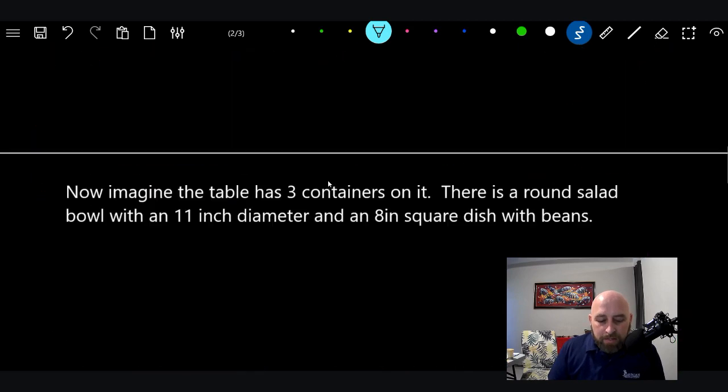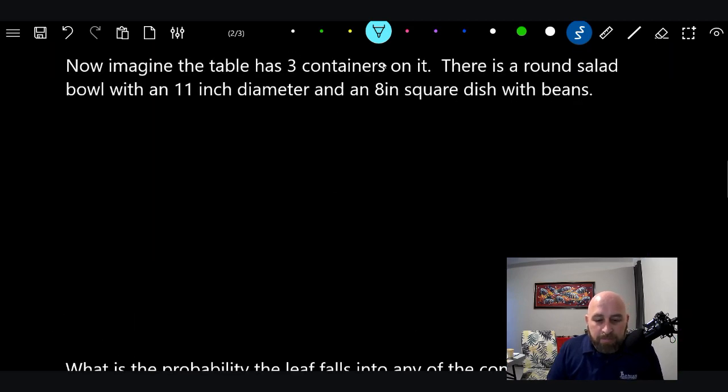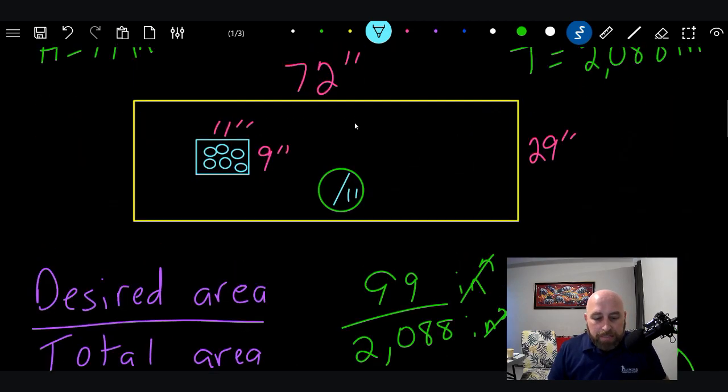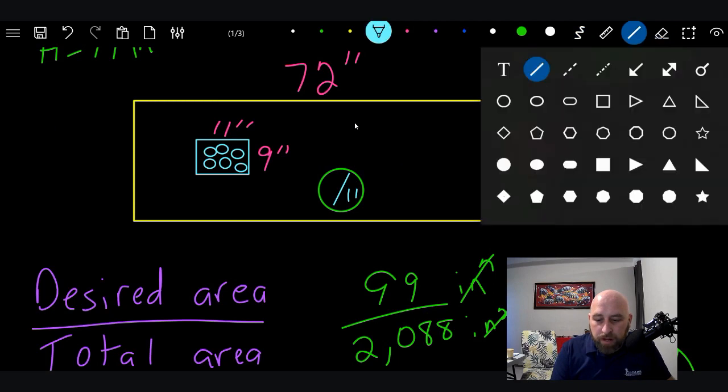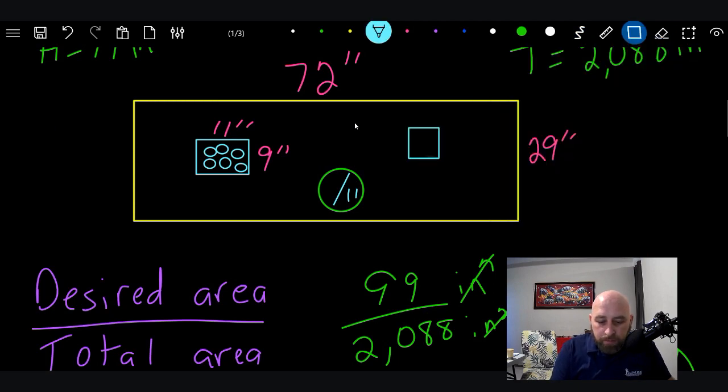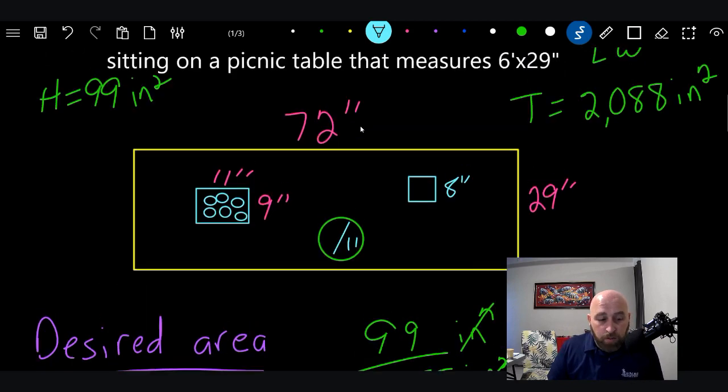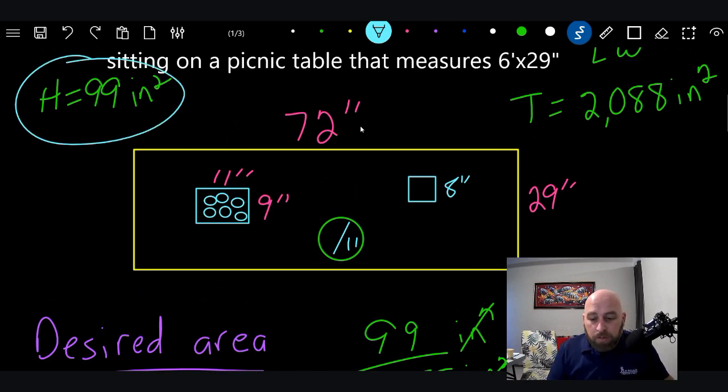Then it also says that there is an 8-inch square dish of beans. All right, so let's draw a little square dish of beans. And it's probably a little bit smaller than that. There we go. And that is 8 inches. Those are inches, and the salad bowl's diameter is in inches too. So everything's in inches still. We already have the hamburgers right there, 99. We already have the table, 2088.